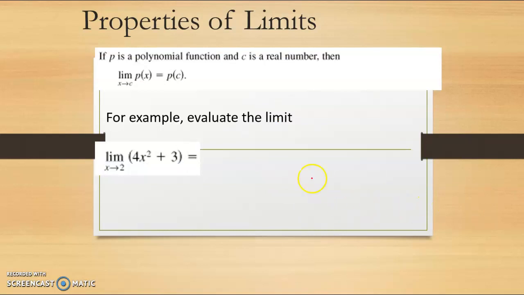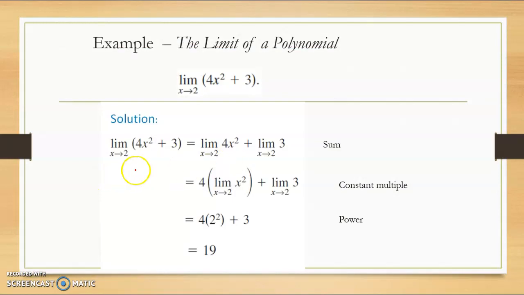So next example, if p is a polynomial function, any type of polynomial function, we know that polynomial functions are continuous functions, so we can apply the direct substitution to get the solution for that. You see here, we can apply the limit rules or we can apply the direct substitution. When you apply it directly, you will end up with 4 times x equal to 2 squared plus 3. Then you will get the same as the limit rules, answer 19.